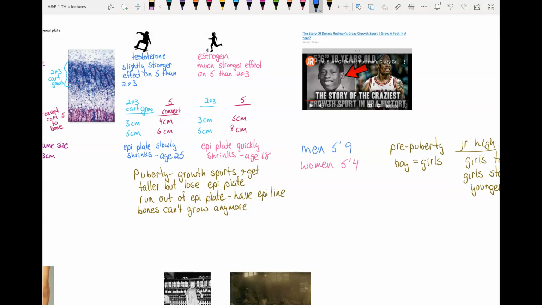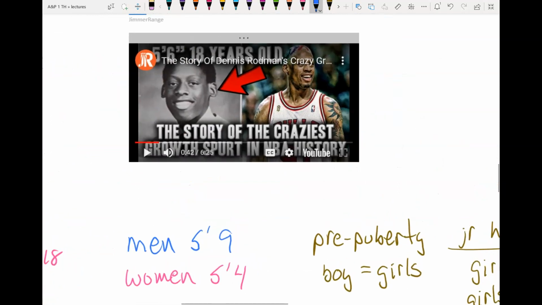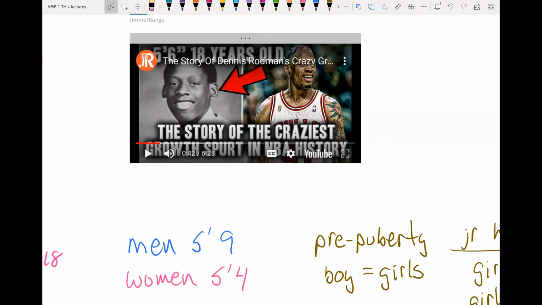Now that's the outside range. Not all boys will grow in their 20s, but it is possible for men in their early 20s to still grow taller. And here's an example of this. If you watch basketball, you may know Dennis Rodman. He played for the Detroit Pistons, then he went and played for the Bulls with Michael Jordan. He's one example. Scottie Pippen is another famous person who's an example, but here's a little video about Dennis Rodman and his growth spurt.